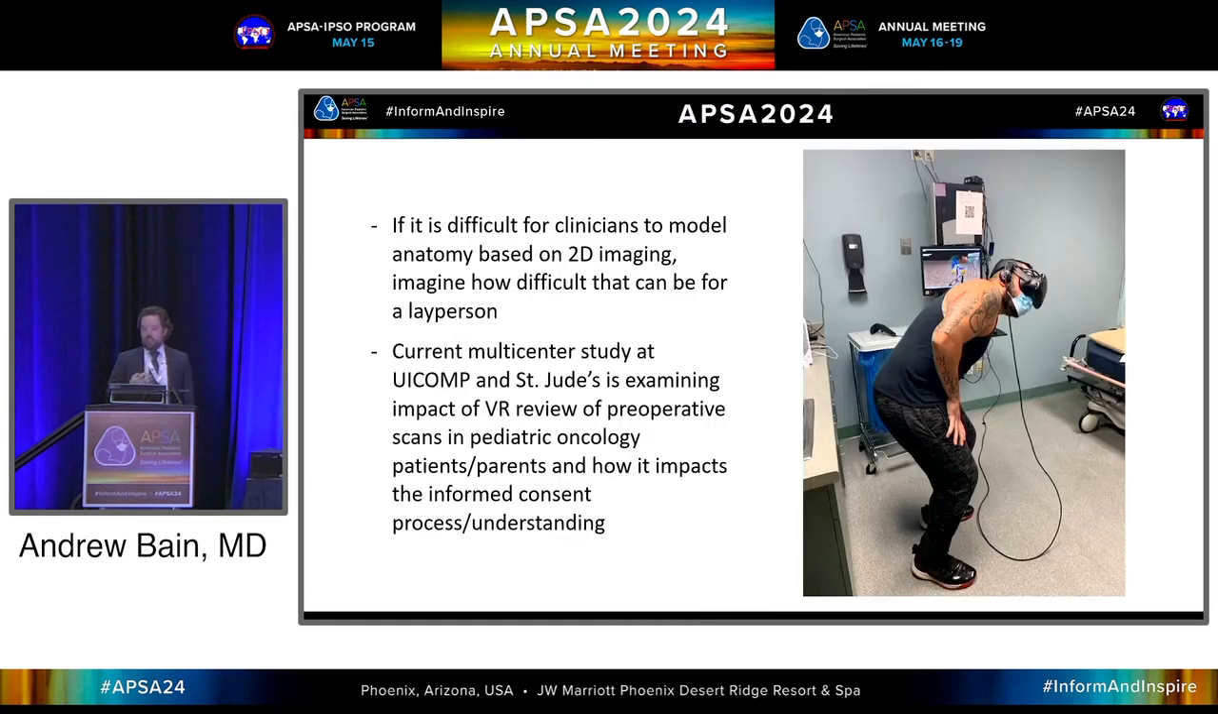So if we think that it's difficult for surgeons to model anatomy based on reviewing 2D images, it's got to be even more challenging for the layperson. I've spent a lot of time in consult rooms in the emergency departments as a resident drawing gallbladders and drawing appendixes, maybe doing more harm than good, but I think that having a 3D reconstruction is a next step beyond those simple 2D illustrations to allow for much better understanding from the patient perspective as well as between surgeons.